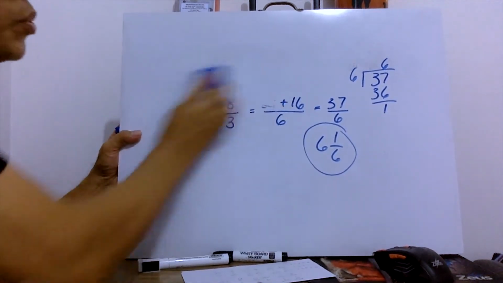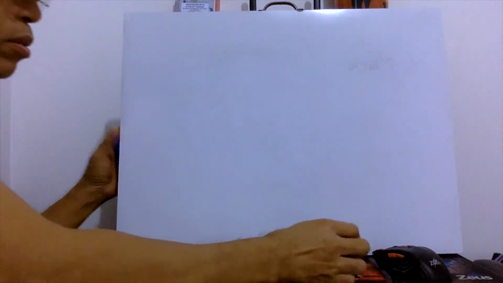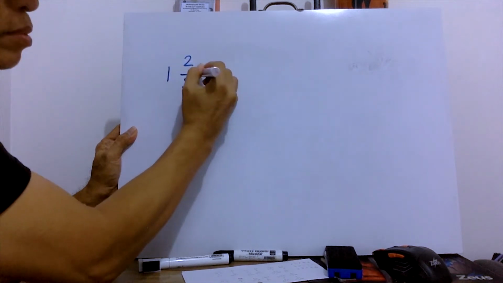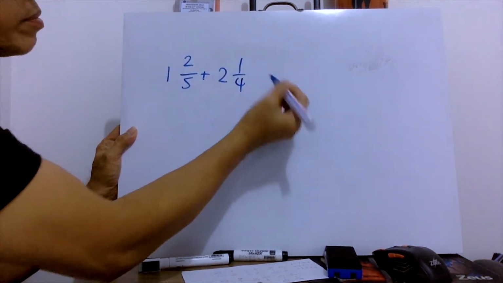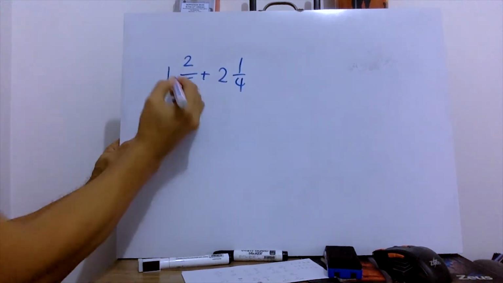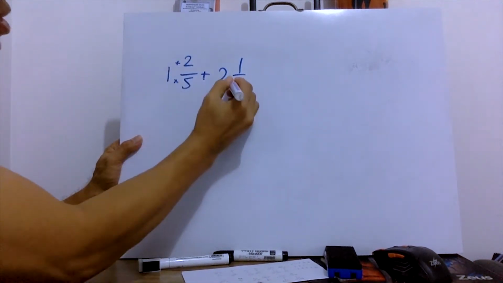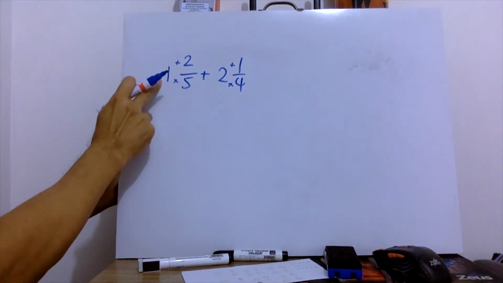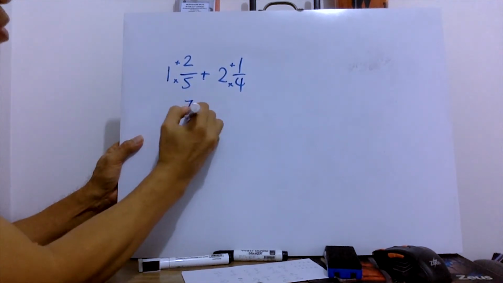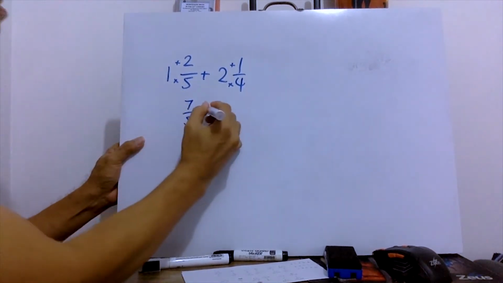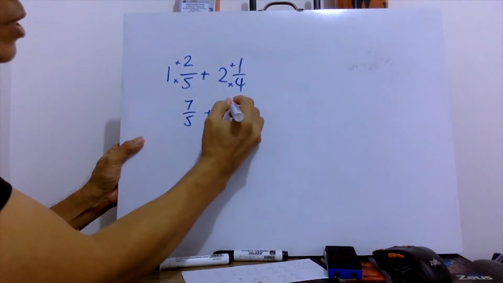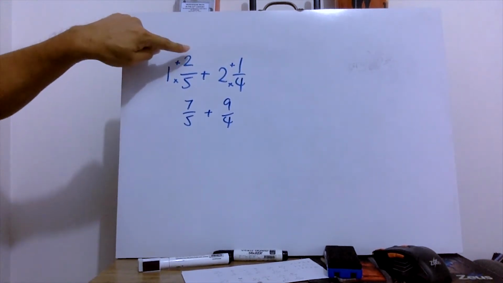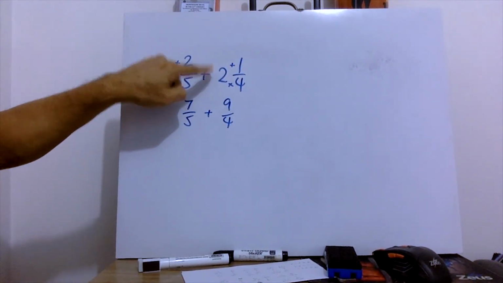We do another one. So we add 1 and 2/5 plus 2 and 1/4. Like before, we convert this into improper fractions first. So 5 times 1 is 5 plus 2. That's 7 over 5. Plus 4 times 2 is 8, plus 1, 9 over 4. Let's recheck. 5 times 1, 5 plus 2, 7. 4 times 2 is 8 plus 1, 9.